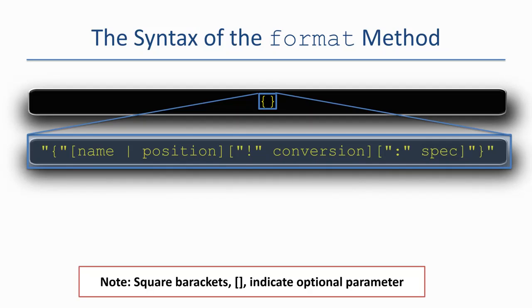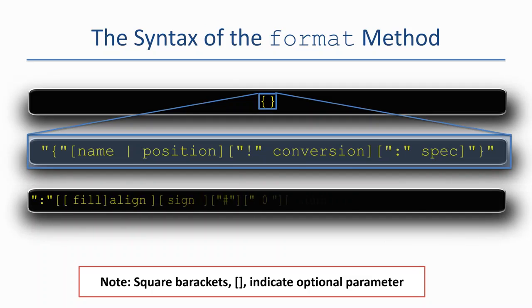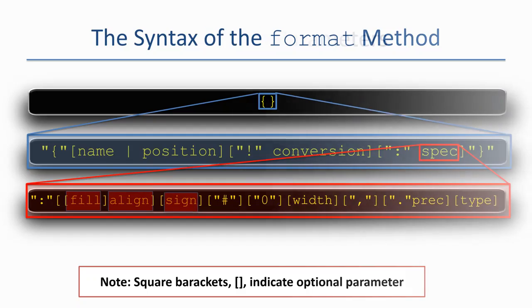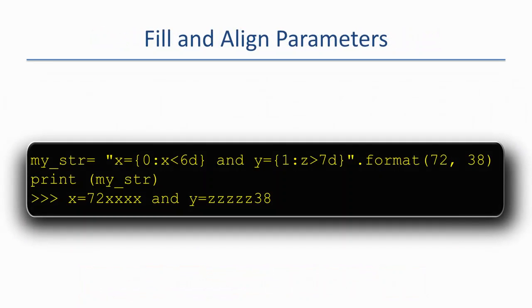Notice that so far we talked about position and specifications, when the specification parameters itself can have these parameters in it. And last time we talked about width, precision, and type. In this lesson, I would like to talk about fill, align, and sign parameters. Let's talk about fill and align parameters and see what they do.